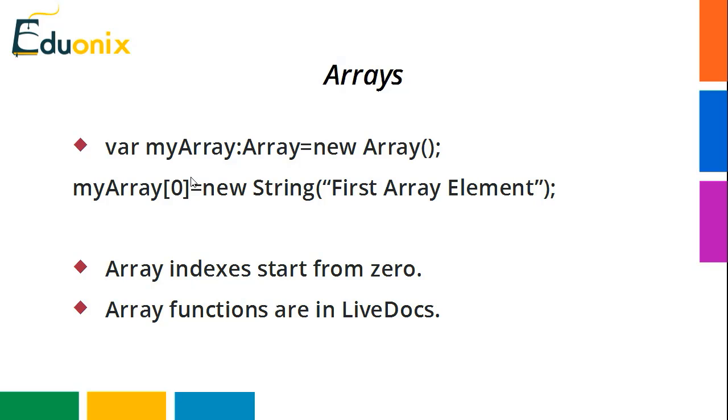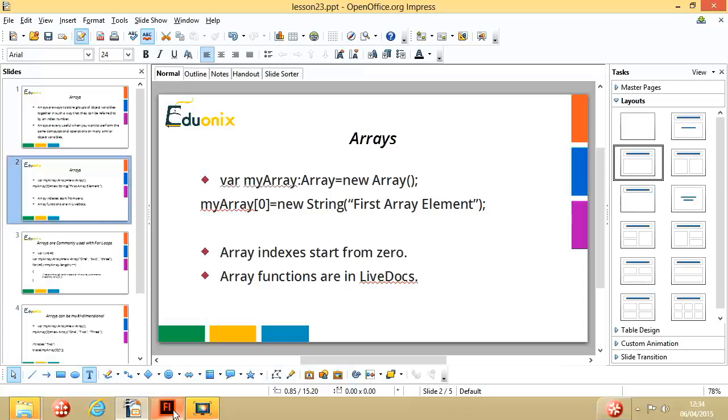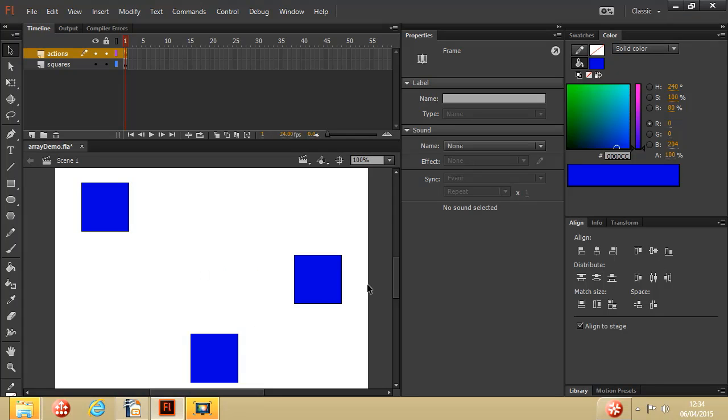And I could then refer to the string that I've just stored by using this array index notation later in the program. I could just refer to my array and then in brackets 0, and that will be referring to this array element. And as you can see, array indexes start from 0. If you want to look at some functions of arrays, then they are in live docs, but I won't talk about those in this lesson. I will show you an example of setting up an array in Flash.